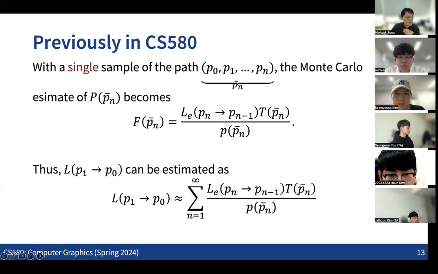Then basically the multiplicity estimate for each of the p terms can be defined in this way: the light emission, the radiance, multiplied by the throughput, and divided by the probability, or how likely we are to sample that trajectory. If we sum these up, we get an estimate of the final outgoing radiance that is actually coming into the pixel in the image plane.